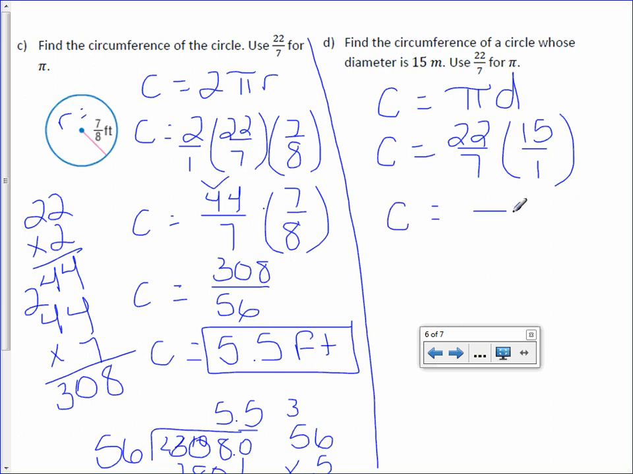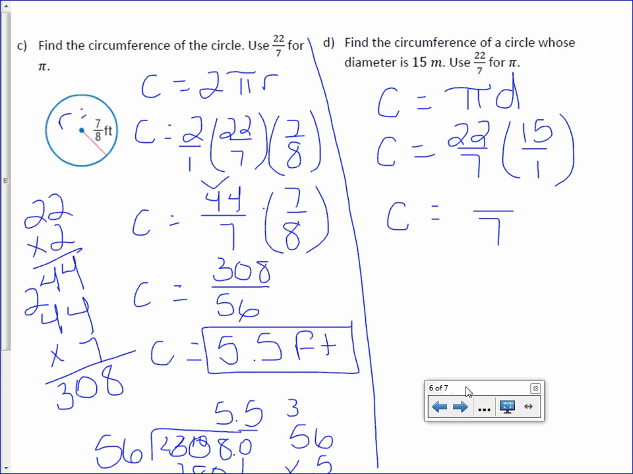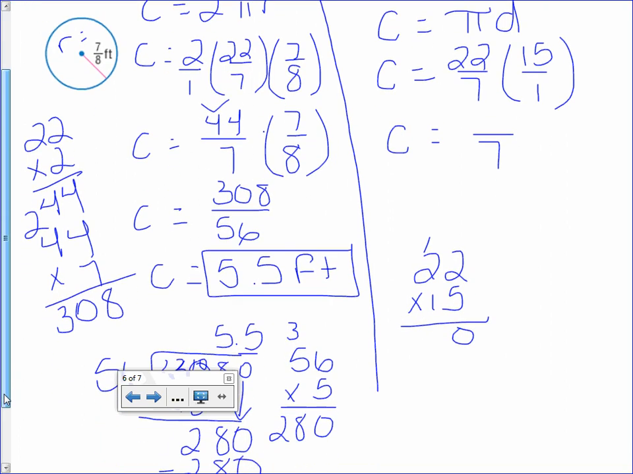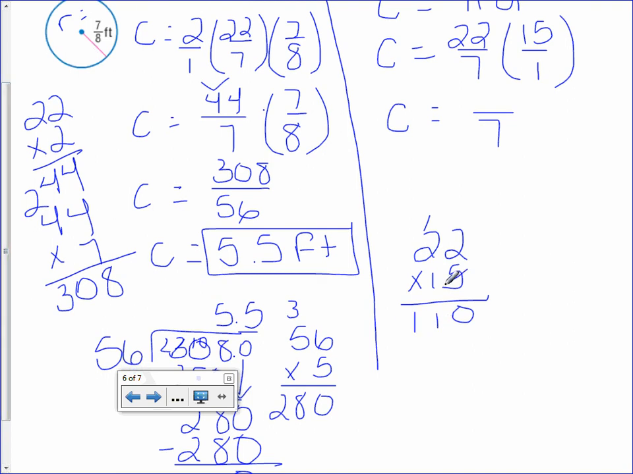Circumference equals, the denominator is easy and I don't want to forget about it, so 7 times 1 is 7. And then we need to do 22 times 15. 5 times 2 is 10. 5 times 2 plus 1 is 11. Put a placeholder. And then 1 times 2 is 2, and 1 times 2 is 2. Add them up. And we get 330 as our numerator.